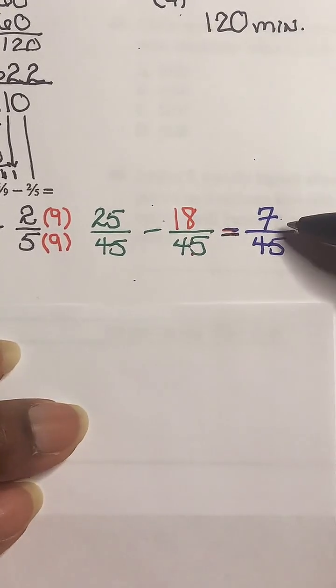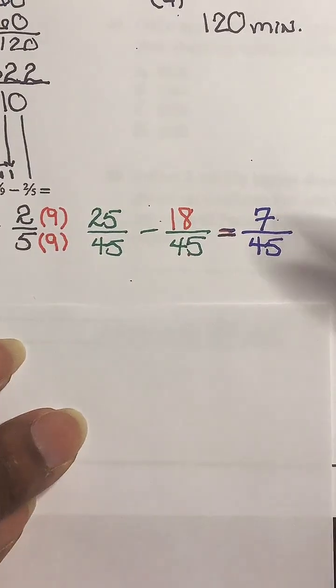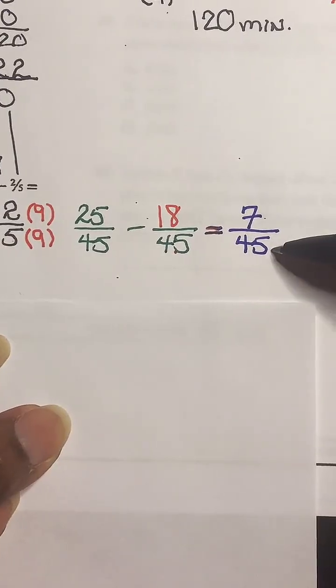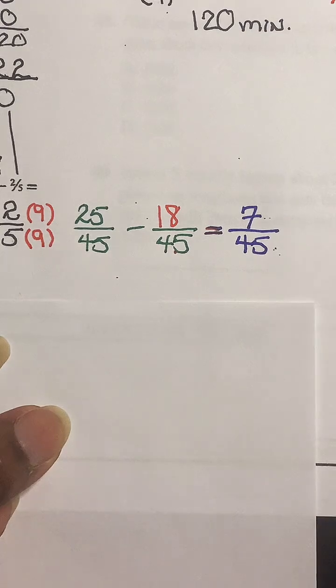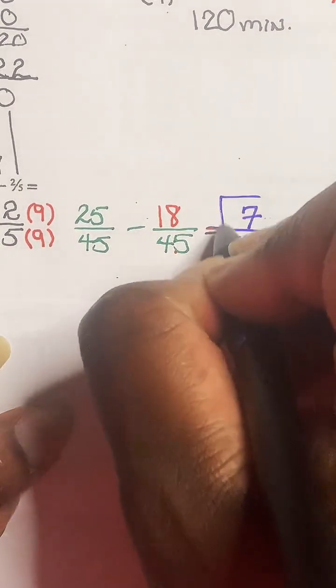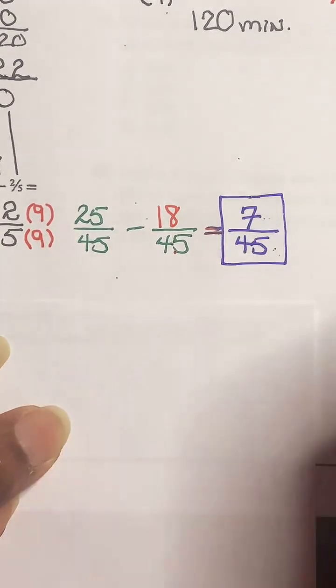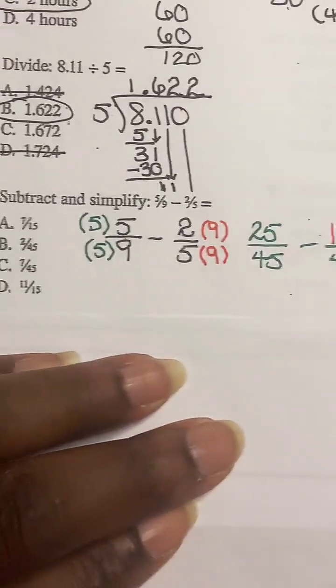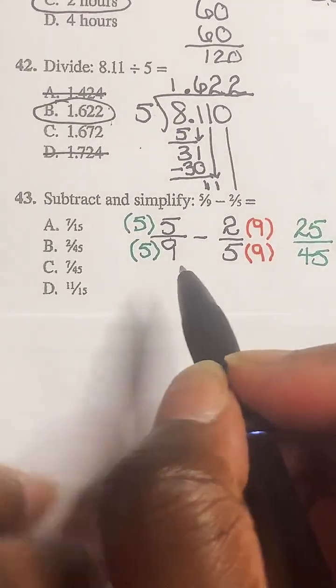So now I always double check because sometimes you can simplify it some more. So 7 and 45, the only thing they have in common, like the GCF, is just 1. 7's a prime number. 45 is a composite number. So the only thing they have in common is 1. This can't be broken down any further. So your answer is going to be C.